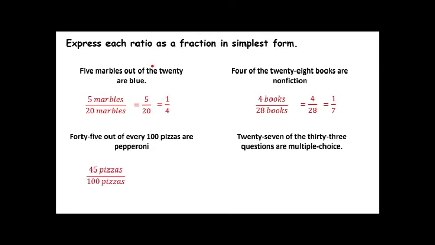45 out of every 100 pizzas are pepperoni. That's 45 pizzas to 100 pizzas, which is 9/20. And then you have 27 of the 33 questions are multiple choice. That's 27 questions out of a total of 33 questions. You end up with 9/11.